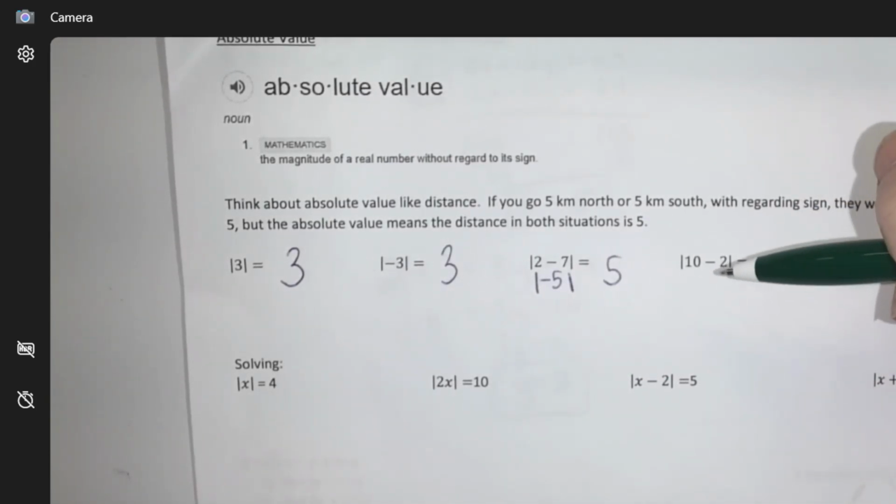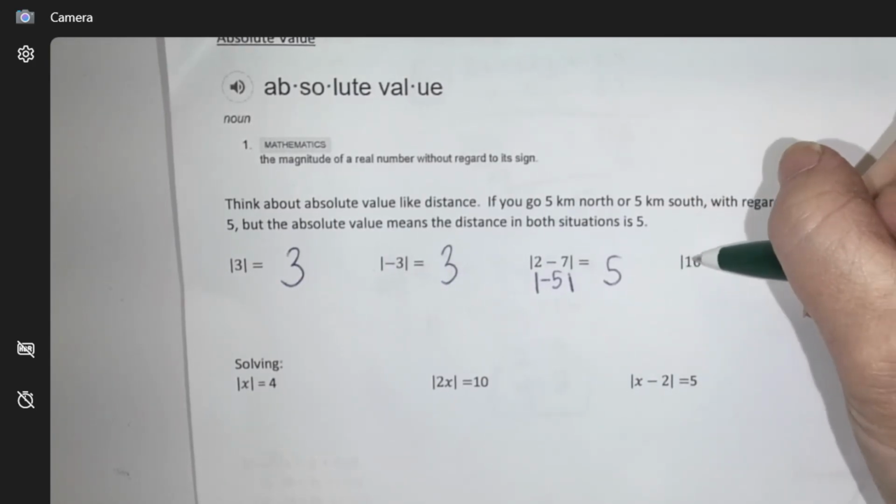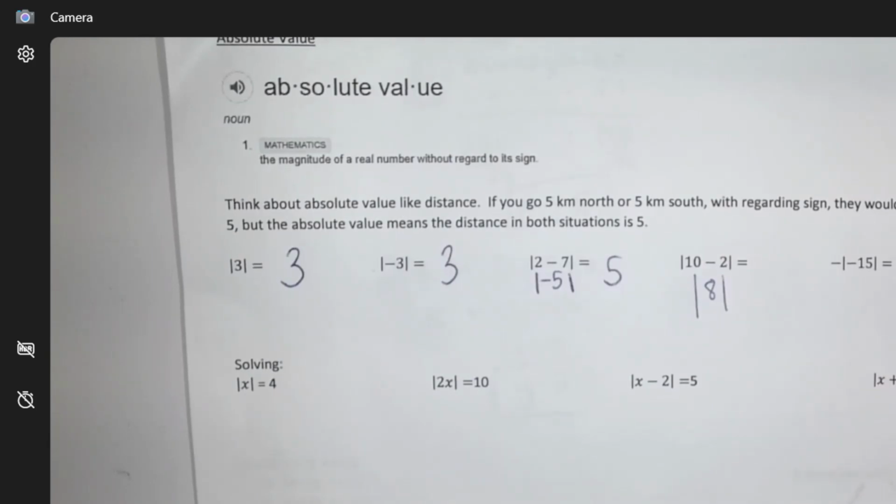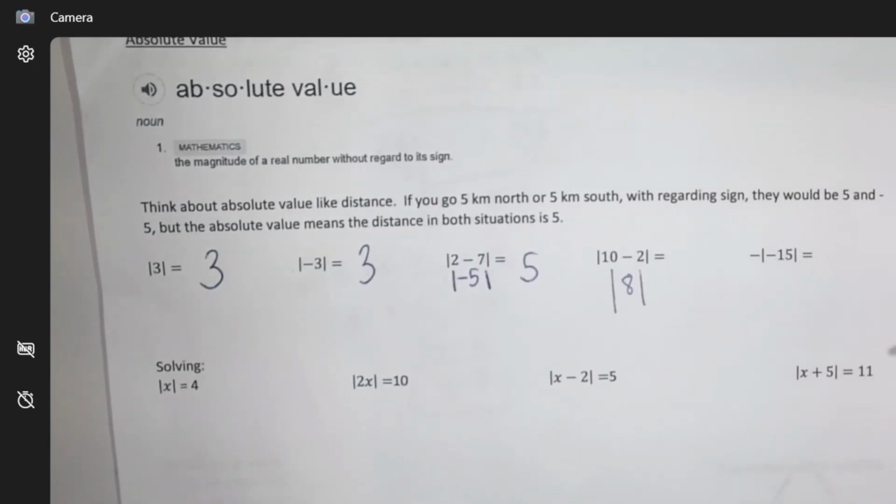Same thing here. You have to do the inside the brackets first. So we have to do a 10 subtract 2, which is 8. Then what's the absolute value of 8? 8.